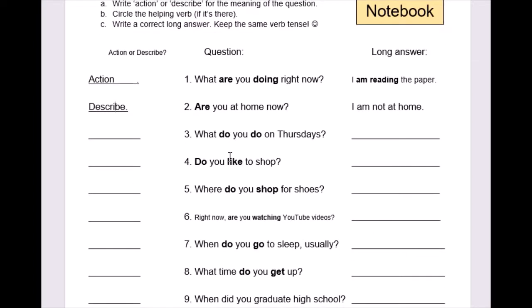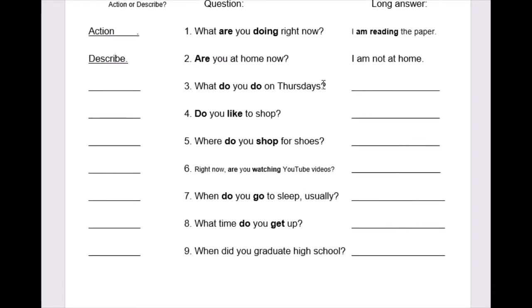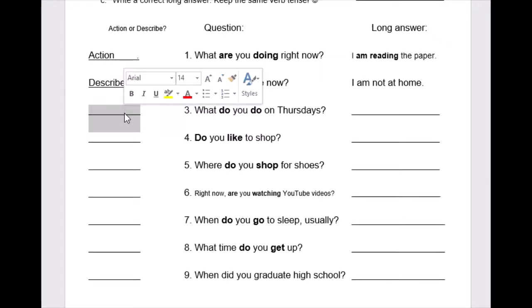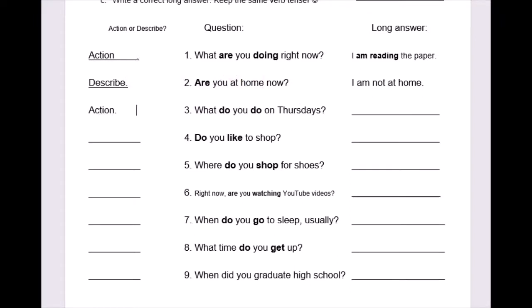All right. For number 3, what do you do on Thursdays? Okay. What do you do? The meaning of that, is it describing people, places, or things, or is it asking about an action? It's an action, right? Okay. So I'm using what with an action. I have my helper verb, my main verb, all right? What's the long answer? I study on Thursdays.